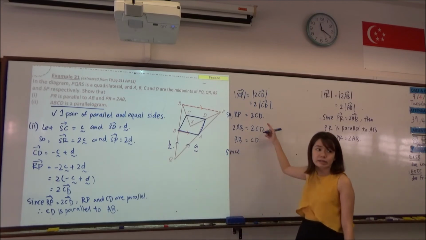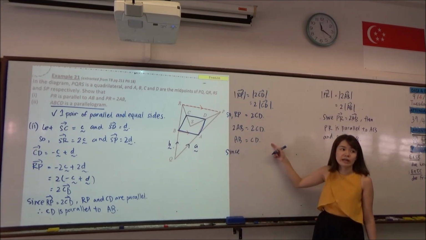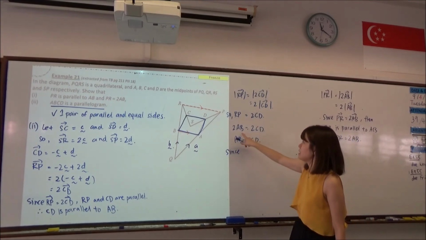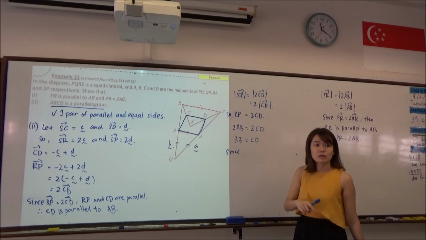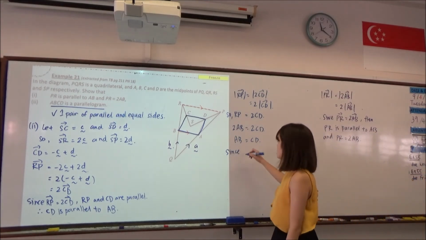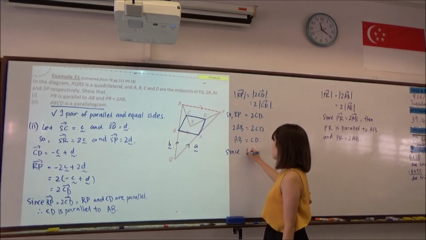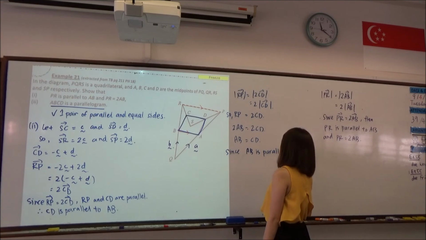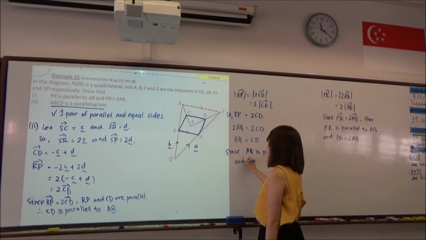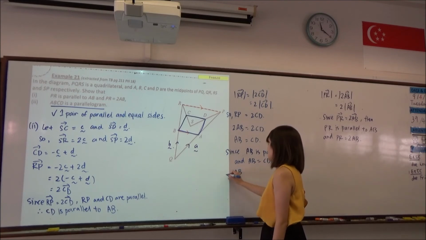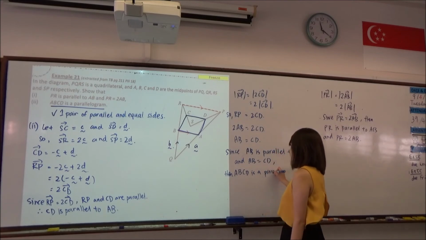Direction doesn't matter in length. That's why I changed into length notation. Otherwise, it should have been BA equals CD. Because in length, it's a scalar form. So since AB is parallel to CD and AB equals CD, then ABCD is a parallelogram.